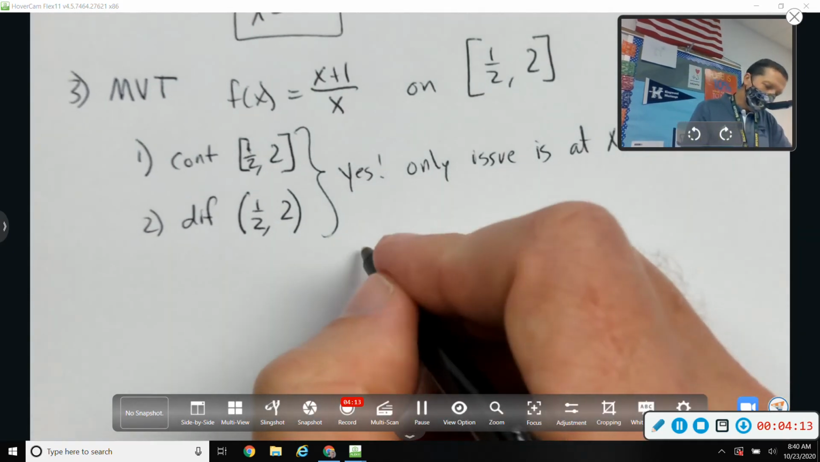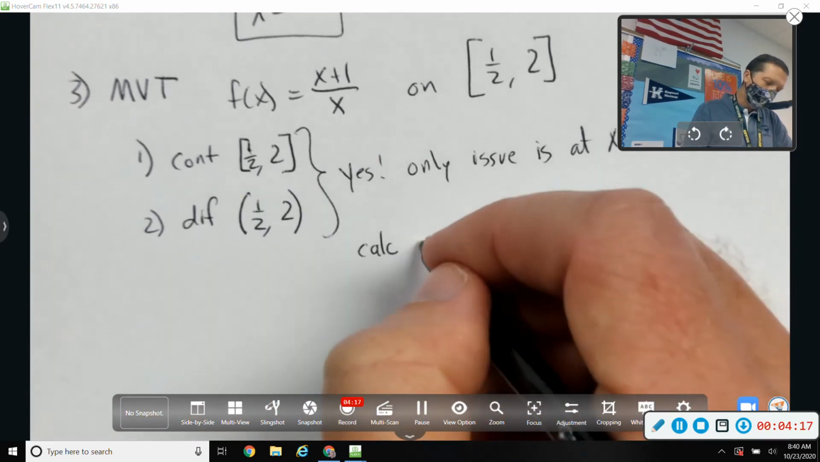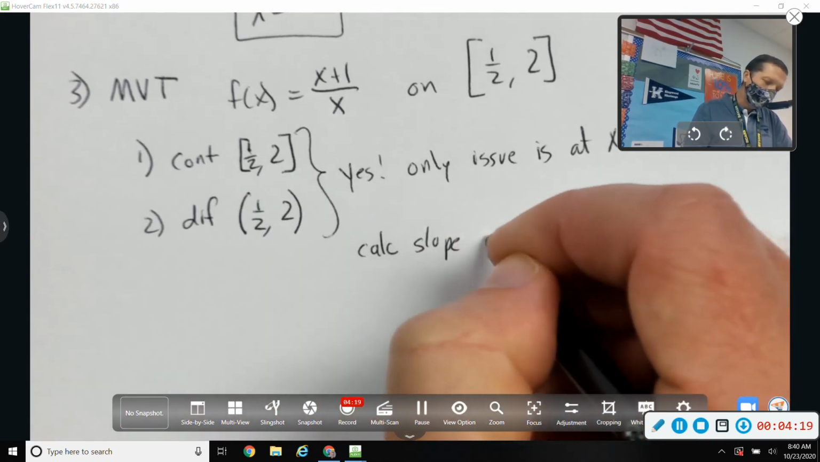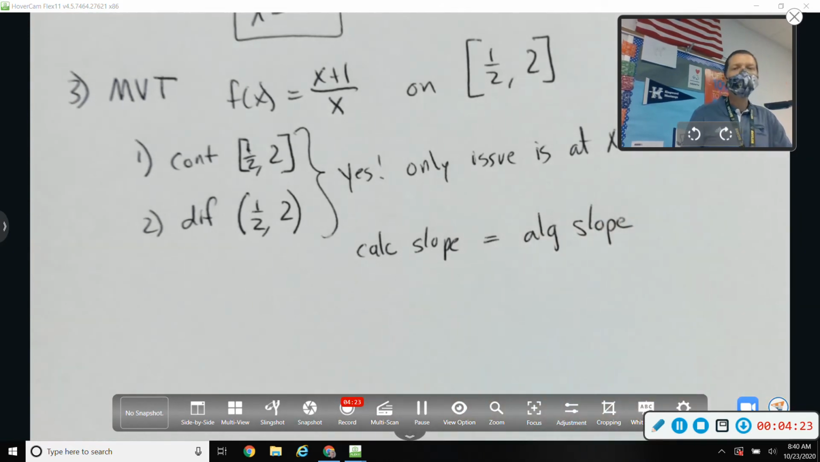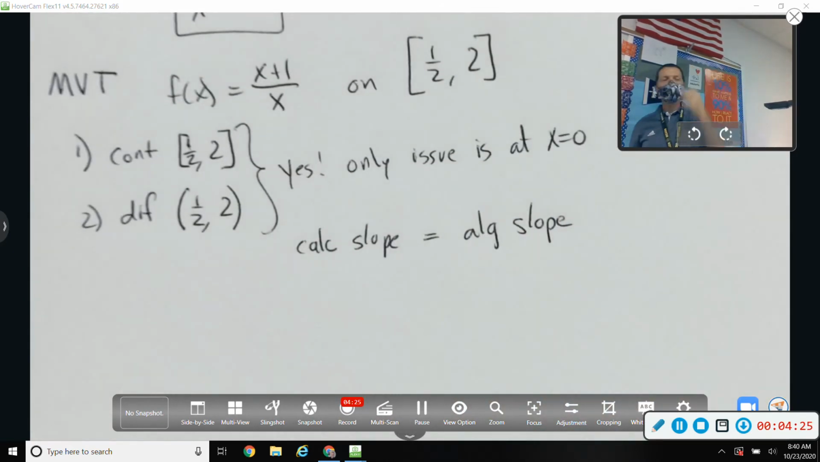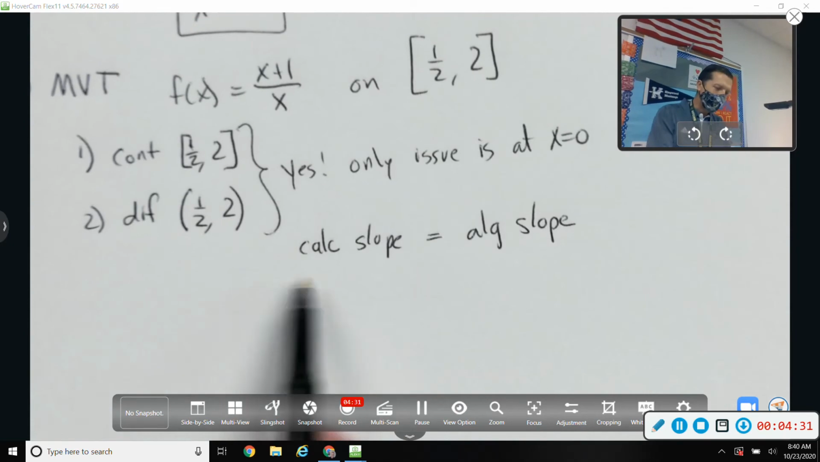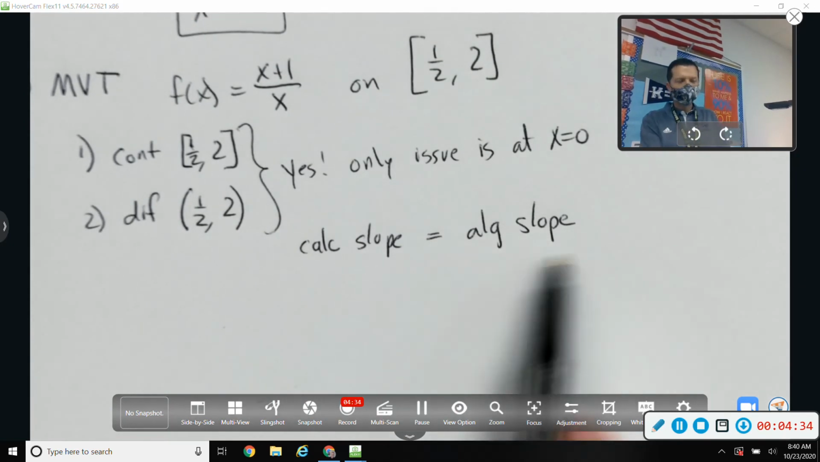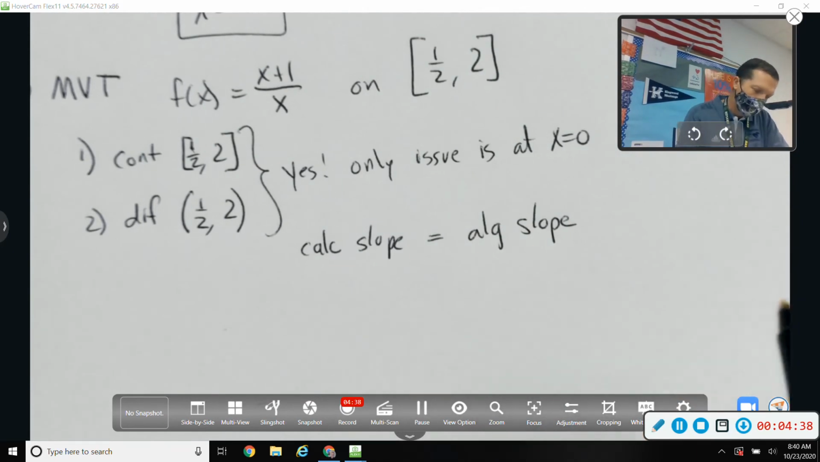So MVT, like most places, jumps straight to the formula. I like to think of the words first. The calculus slope equals the algebra slope. That way I don't have to memorize the formula. I just have this idea in my head that calc slope equals algebra slope. So it may take a little bit to find the calculus slope, and it may take a little bit to find the algebra slope. Set them equal to each other and figure out where it happens.